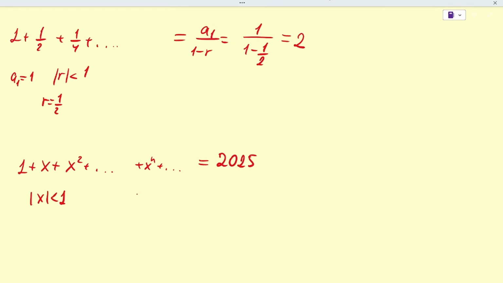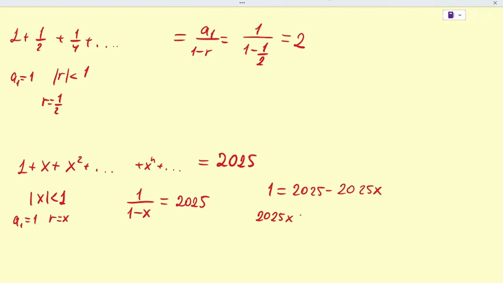So our sum can be written as 1 divided by 1 minus x, because a1 was 1, and the ratio r was equivalent to x. So this equals 2025. From here we can see that 1 equals 2025 minus 2025x. Here we can easily see that 2025x equals 2024. So x will be equal to 2024 divided by 2025.